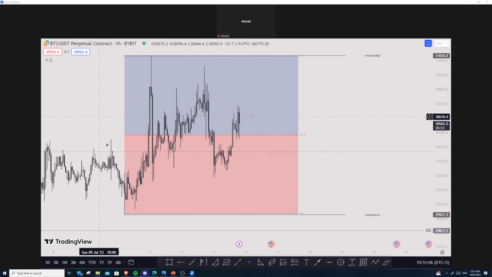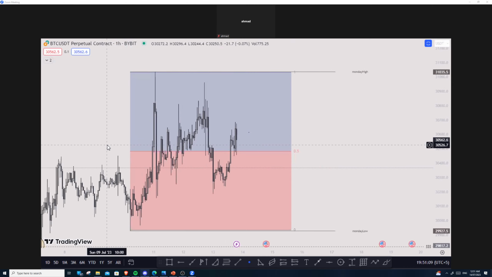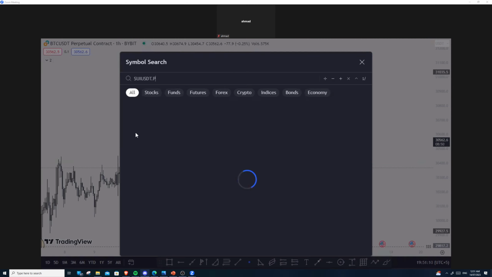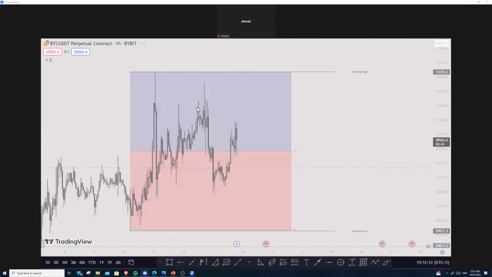So if you see over here, one of the setups that we took on it was Sui, I guess, and I shared it in the staff list too. I guess, let me show.